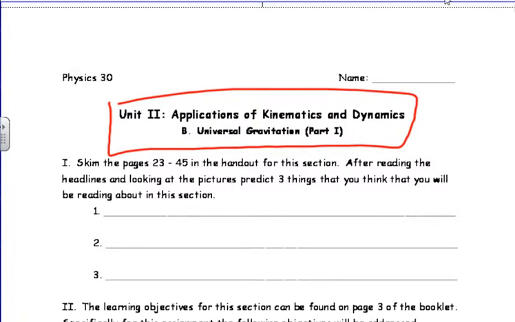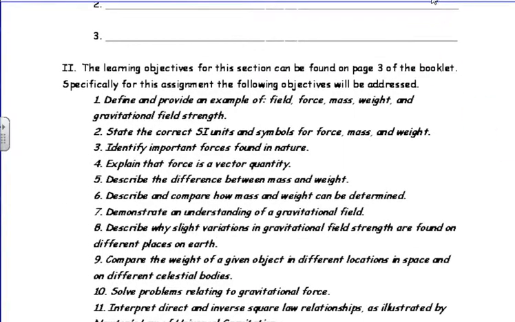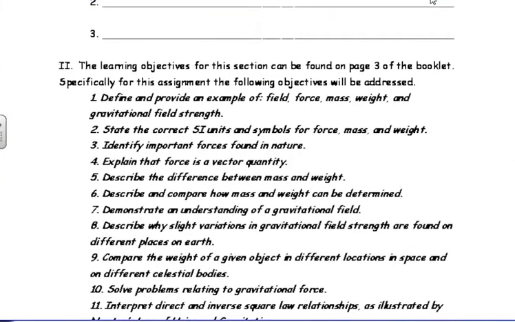This is the last of the Unit 2 booklets. So taking a step away from friction and looking at universal gravitation. Okay, there's quite a few objectives that we'll look at for this booklet.